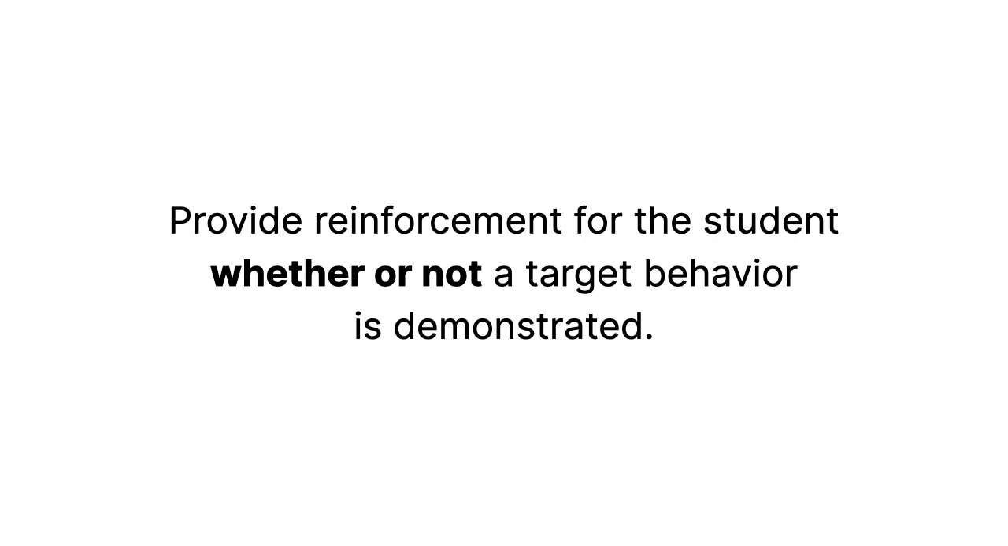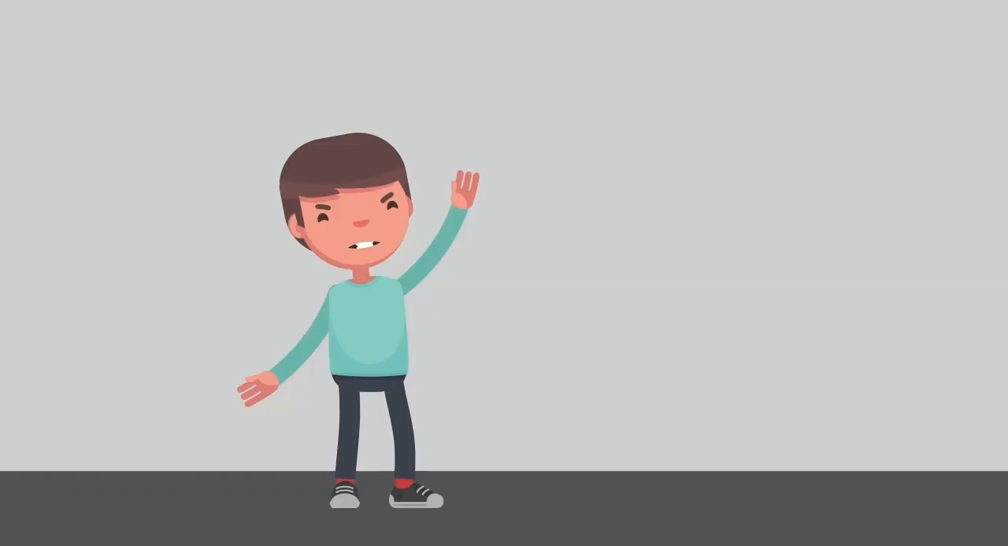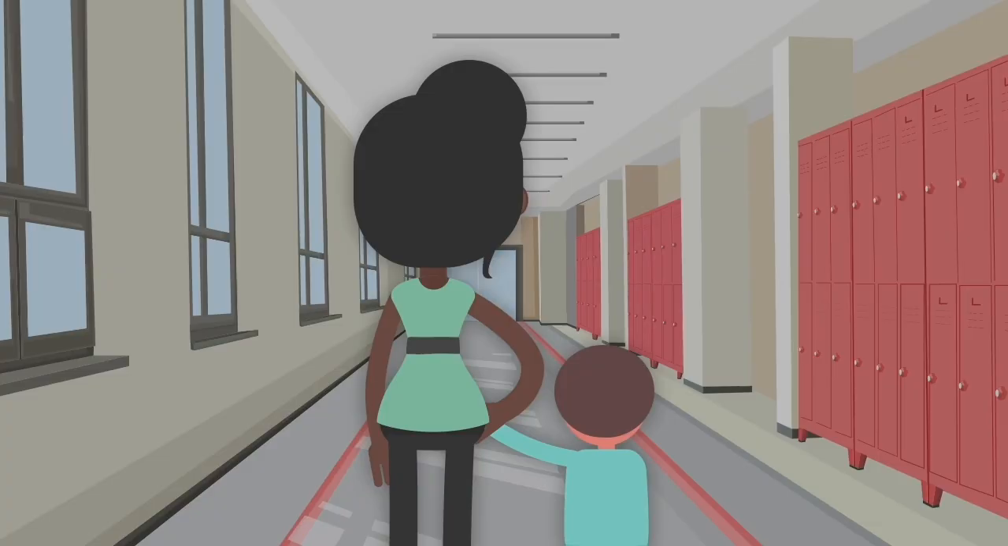Once you've identified whether to use positive or negative reinforcement, you'll provide reinforcement for the student whether or not a target behavior is demonstrated. Let's look at an example. Keaton is a very busy first grader who loves having the teacher's attention as much as possible. He sometimes demonstrates undesirable behaviors to gain access to teacher attention. It was suggested to the teacher that they provide as much attention for Keaton as possible. It could be having him sit right next to her during circle time or letting him hold her hand at the front of the line in the hallway.